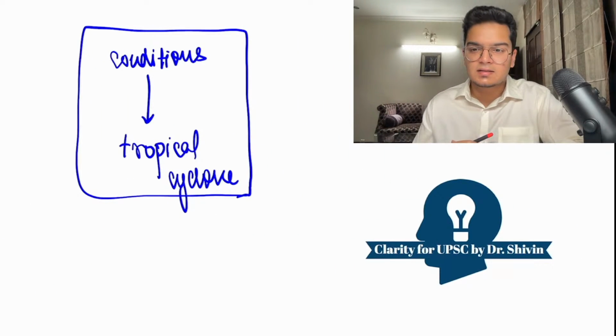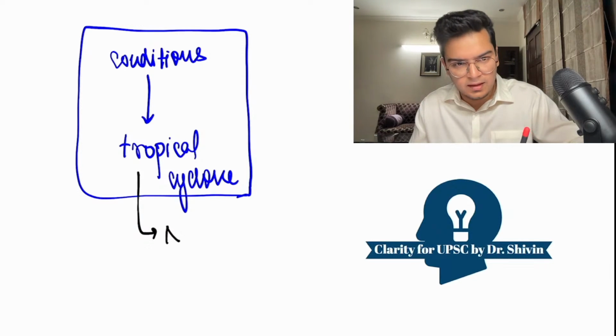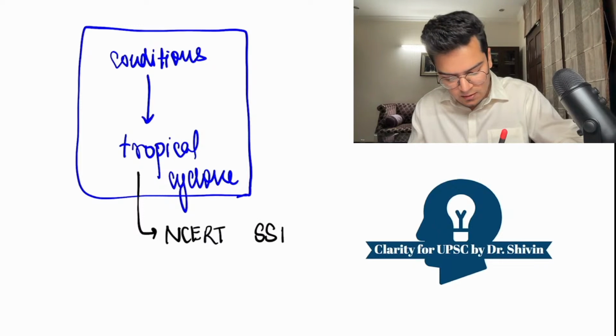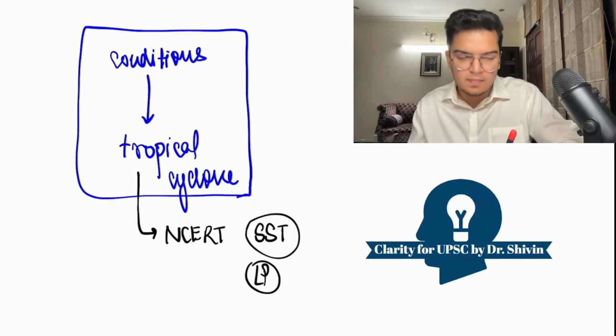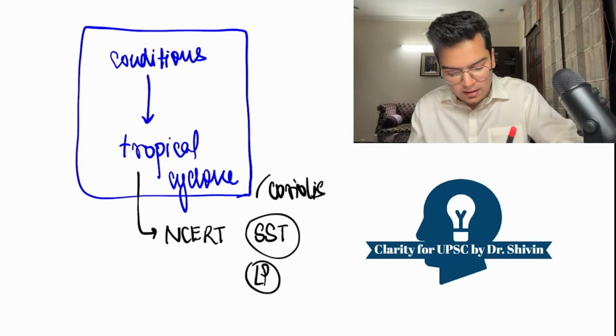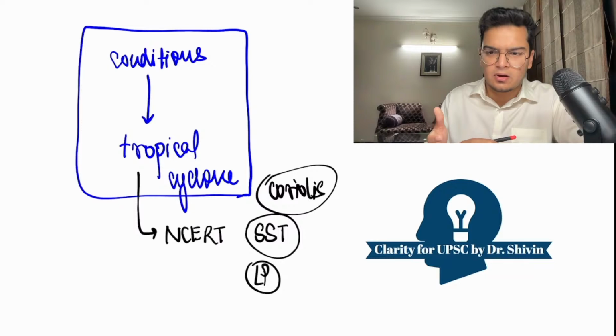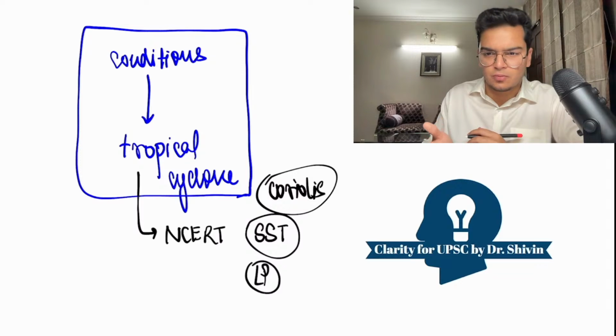Now, conditions that are there for the formation of a tropical cyclone. Again, not a very difficult question in my opinion. Again, directly from the NCERT, right? The sea surface temperature needs to be above 27 degrees, low pressure needs to be there, then there needs to be Coriolis force present so it will not form on the equator, etc. Again, not very difficult in my opinion. So this is again something that you should be able to do.